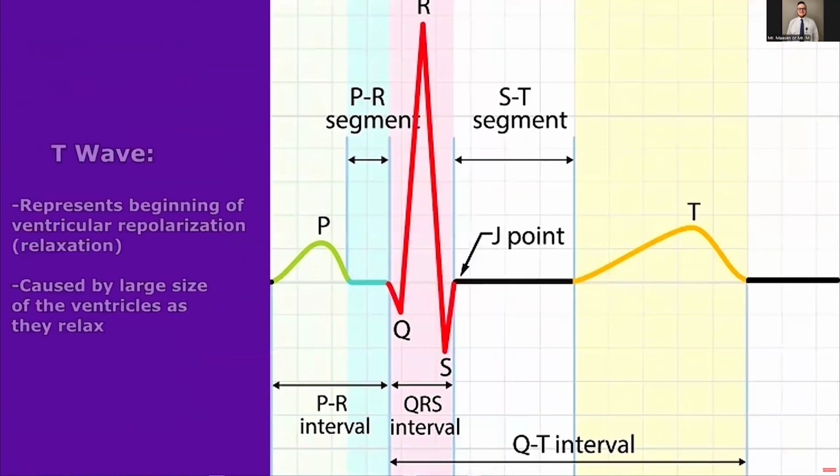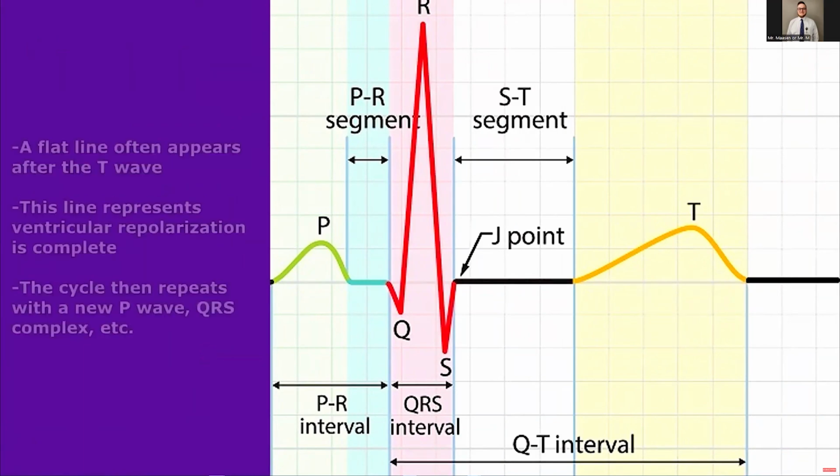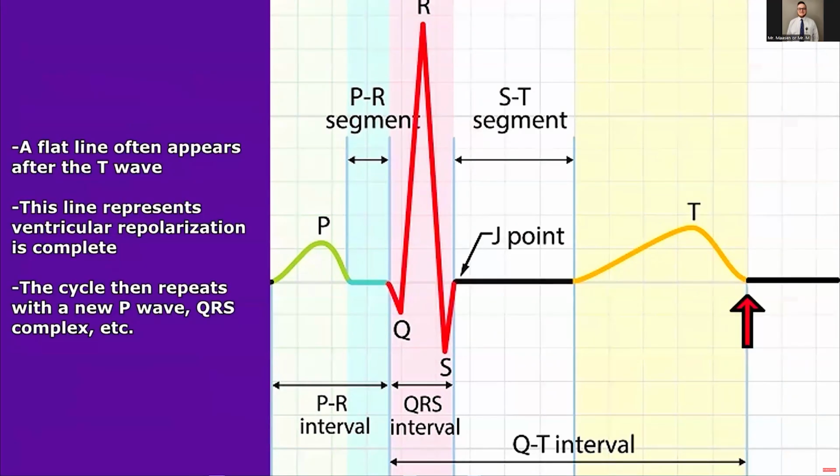Then here we have the T wave. The T wave represents the beginning of ventricular repolarization, so relaxation. The ventricles are so big that whenever they relax, it creates this T wave. After the T wave, you usually have a flat line, which represents that ventricular repolarization is complete. It's a flat line, isoelectric.